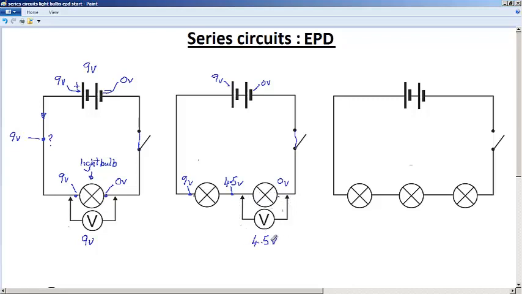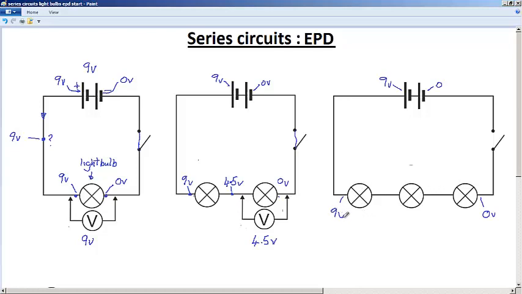Now what about if we look at the next circuit? Again, I've added an extra light bulb, again an identical light bulb. We've got a 9 volt battery, so we've got 9 volts here, electrical potential 0 volts here. The electrical potential here will be 9 volts, and the electrical potential here will be 0 volts. And we know now that in each light bulb, exactly a third of the energy will be lost going across each light bulb.